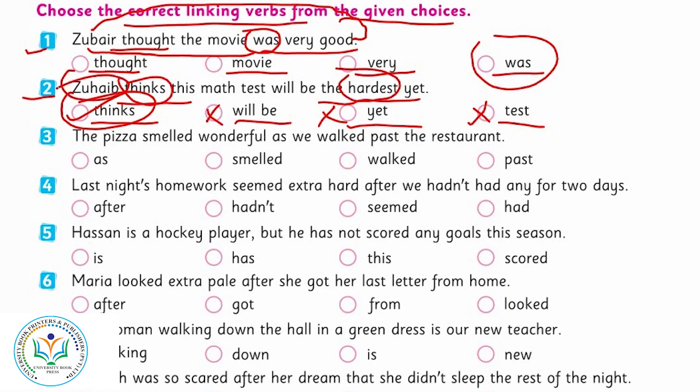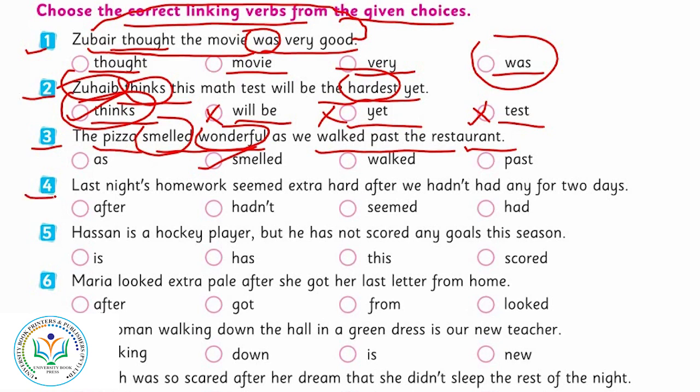The third one: The pizza smelled wonderful as we walked past the restaurant. Which one is the linking verb here? The pizza smelled wonderful. Pizza here is the noun, and wonderful is the adjective here. So what is connecting them? Yes, smelled, the main verb here, because we don't have been, being, was, were, is in that sentence. So smelled is the right option here.